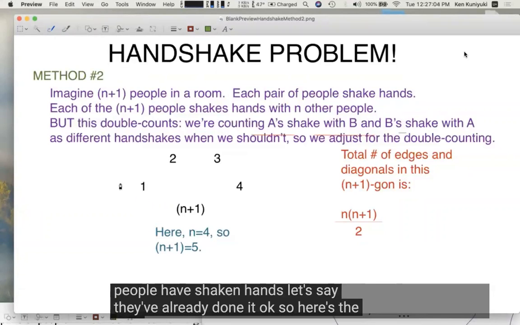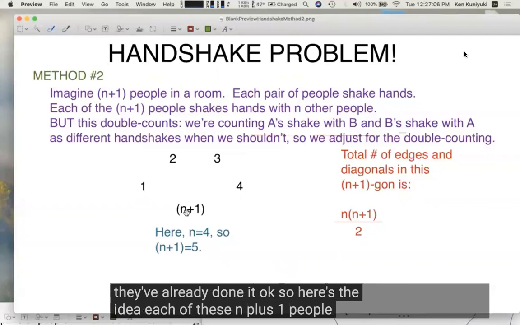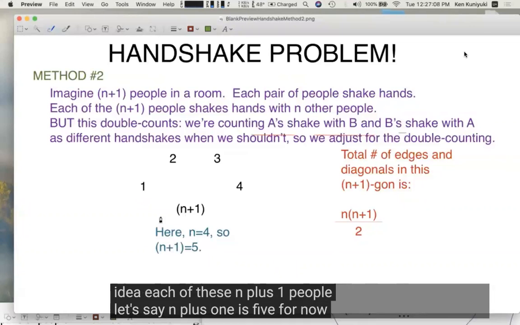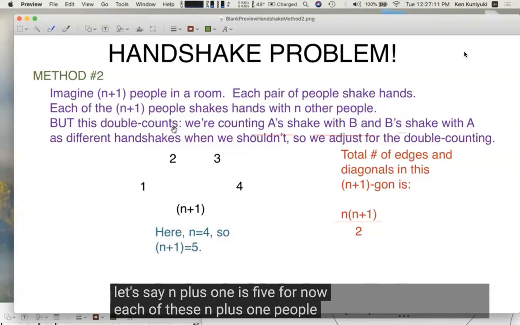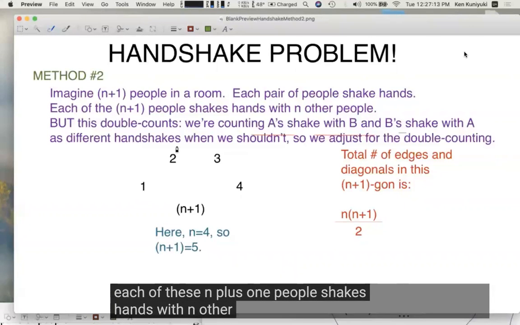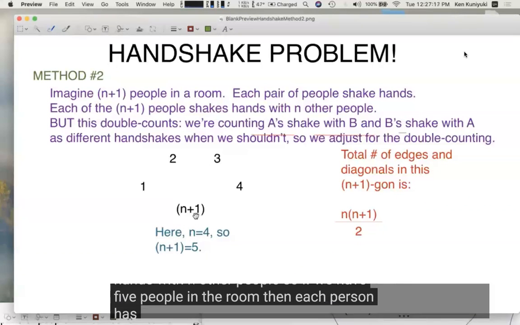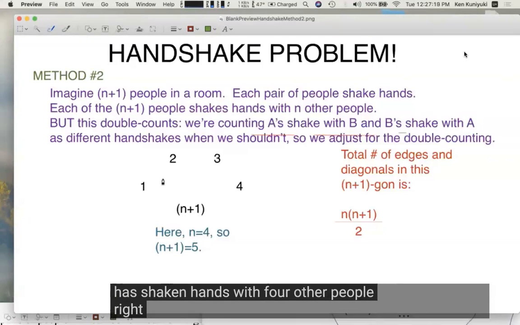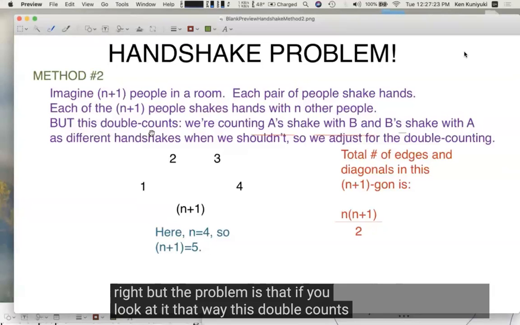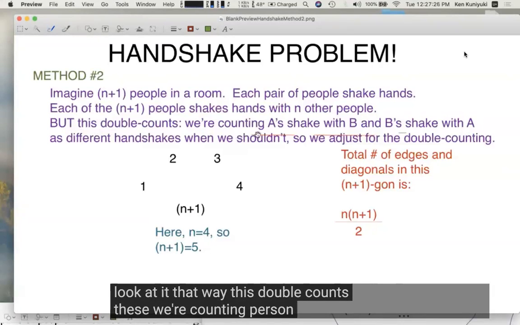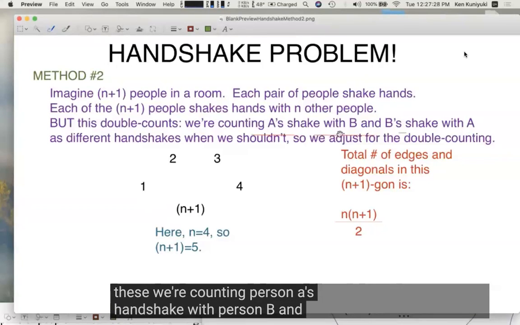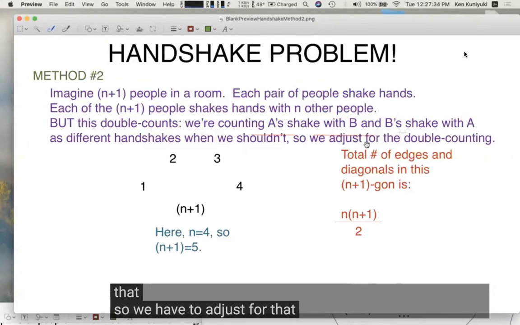Okay, so here's the idea. Each of these n+1 people, let's say n+1 is 5 for now, shakes hands with n other people. So if we have 5 people in the room, then each person has shaken hands with 4 other people. But the problem is that if you look at it that way, this double counts because we're counting person A's handshake with person B and person B's handshake with person A as different handshakes when we shouldn't be doing that. So we have to adjust for that double counting.